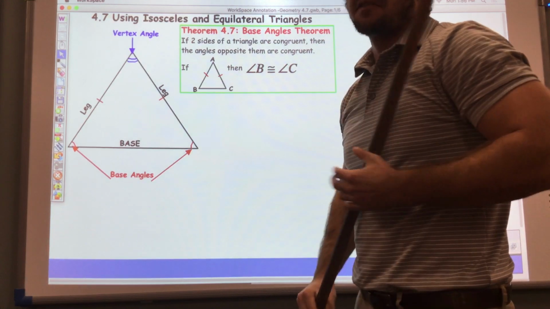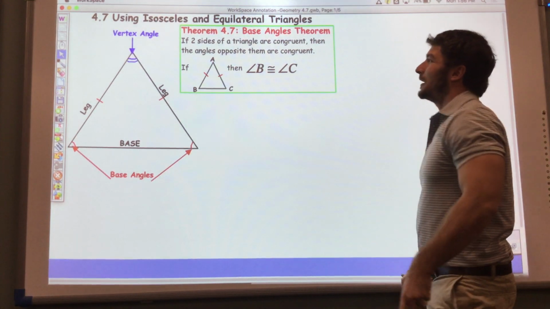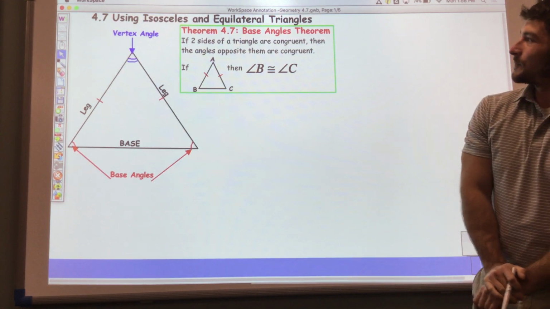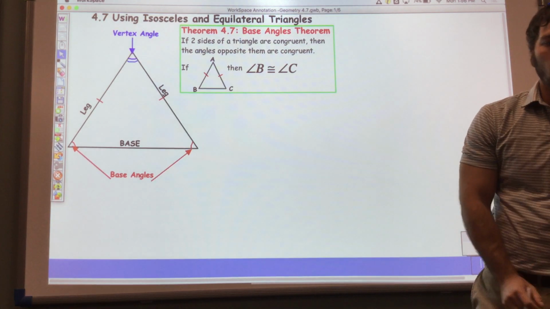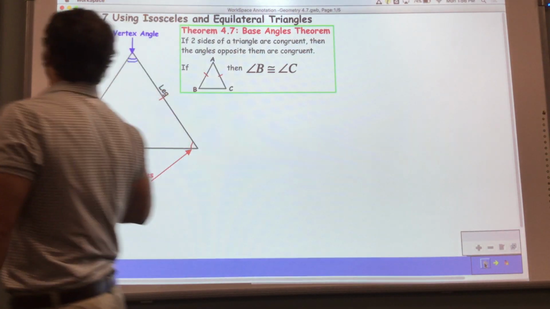Well, hello there. Today we'll be learning about isosceles and equilateral triangles. We have learned the definitions, but now we'll be learning a little bit more about them. So, our first theorem for today is called the base angle theorem.